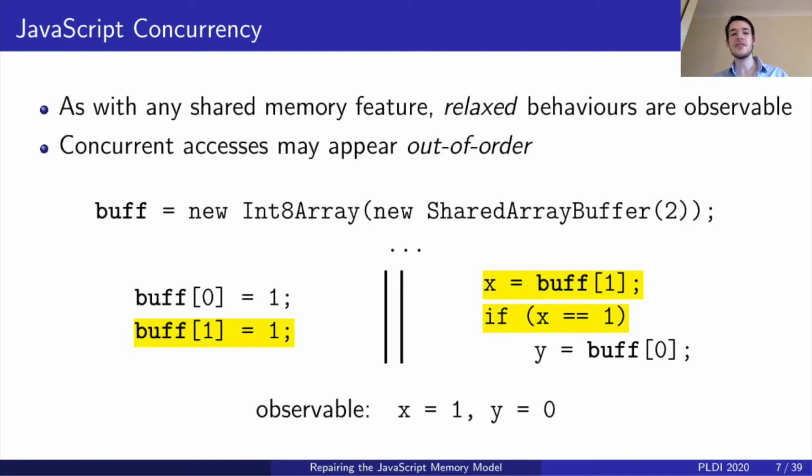In the naive, sequentially consistent model, y will always equal 1 if the conditional is executed. However, when running the code on real hardware, it's very common to see the result x equals 1, y equals 0. So this is a very simple example of relaxed behavior, which may have been caused by compiler optimizations or microarchitectural reorderings during execution.